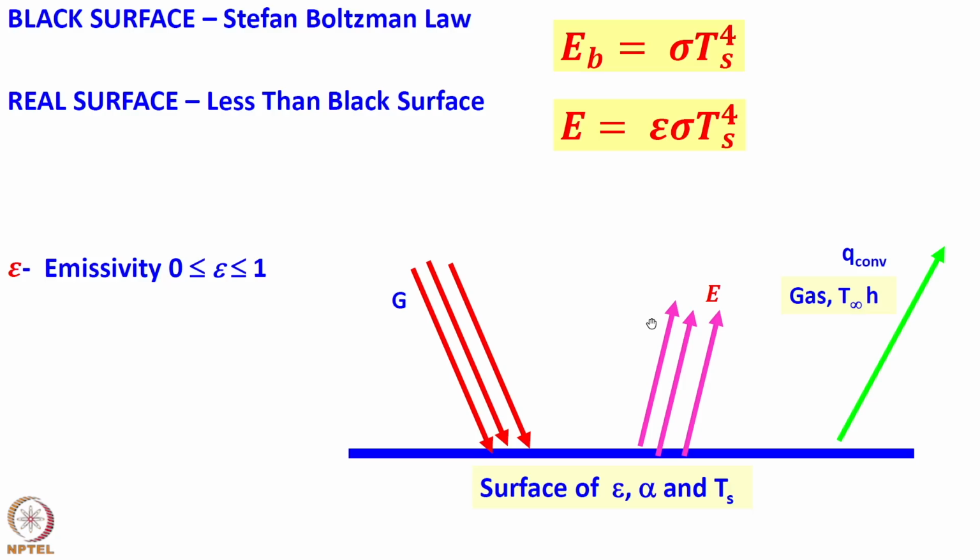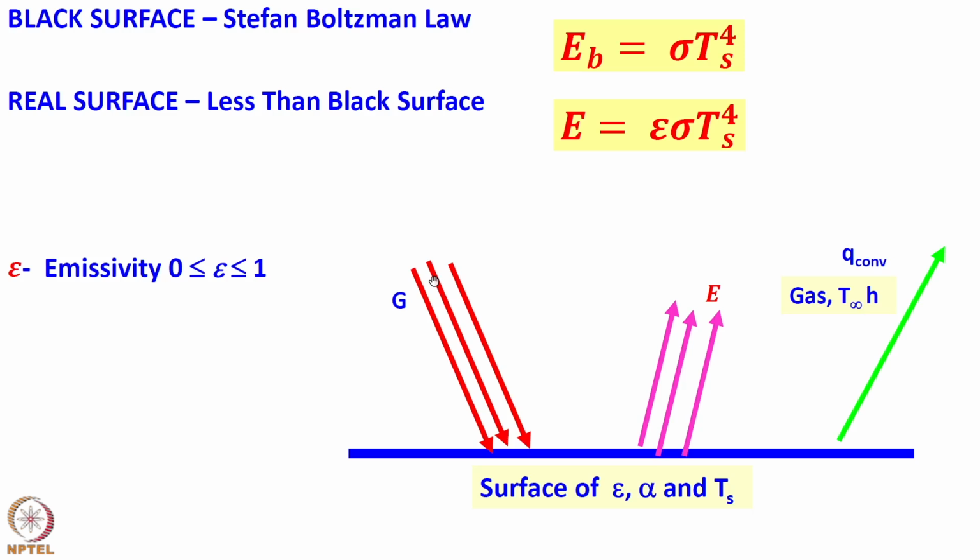If I take any surface, this surface, for example, is at a finite temperature Ts, has emissivity epsilon. Capital E is the emissive power, amount of energy per unit area, which is given by sigma epsilon Ts to the power 4. Also there is convection. Ts is there, h is there, T infinity is there, convection is there, radiation is there. These both are contributing to the heat transfer from the surface.